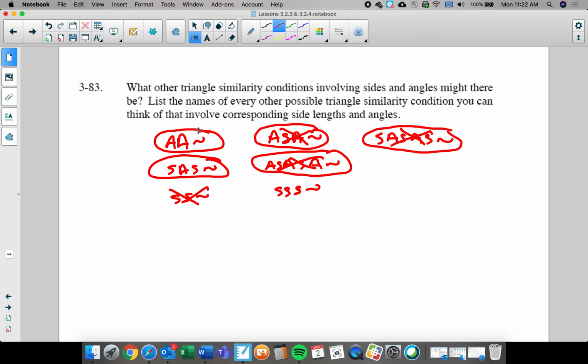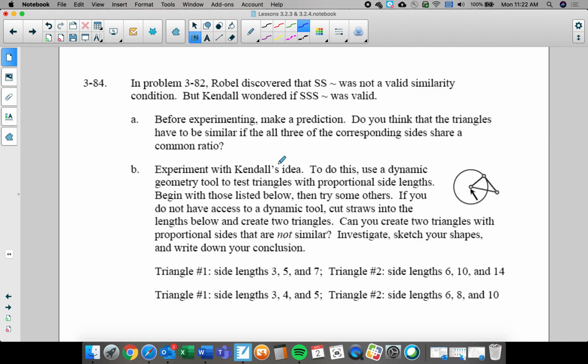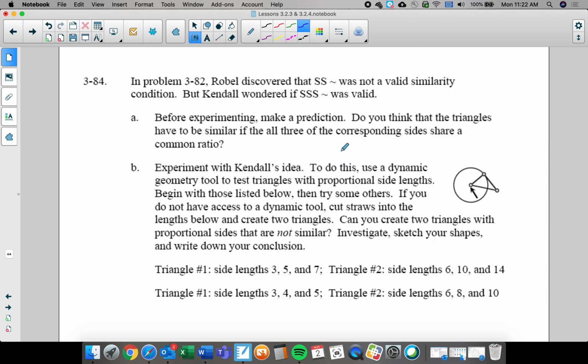The question that we're going to take a look at today is, what about this one? Side-side-side. Would that work out? Before experimenting, make a prediction. What do you think? Think about it in your head and see what you think. Will this actually form similar triangles?